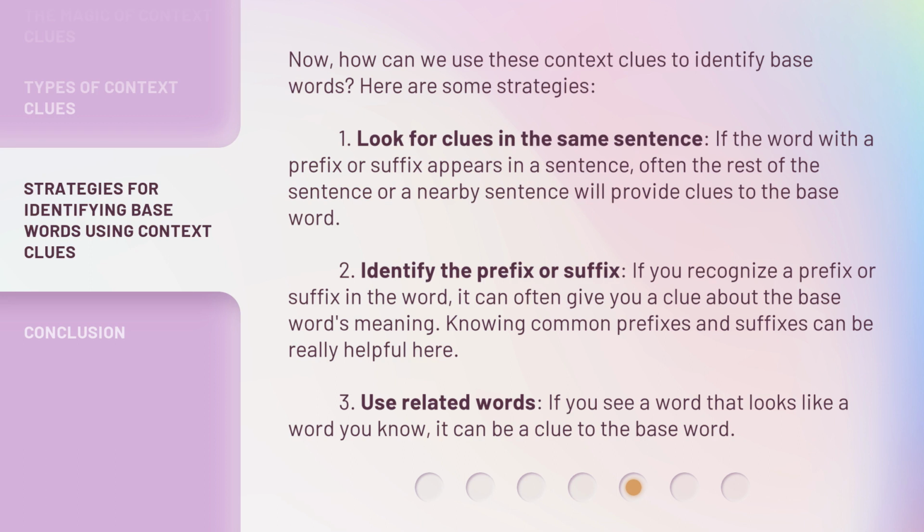2. Identify the prefix or suffix. If you recognize a prefix or suffix in the word, it can often give you a clue about the base word's meaning. Knowing common prefixes and suffixes can be really helpful here. 3. Use related words. If you see a word that looks like a word you know, it can be a clue to the base word.